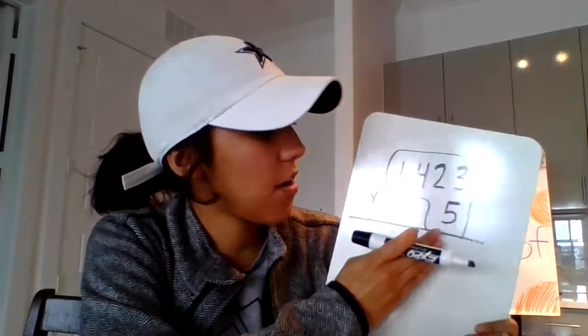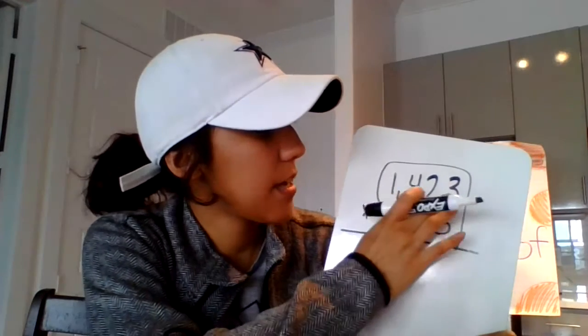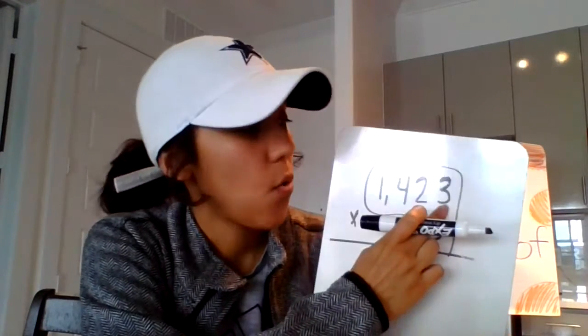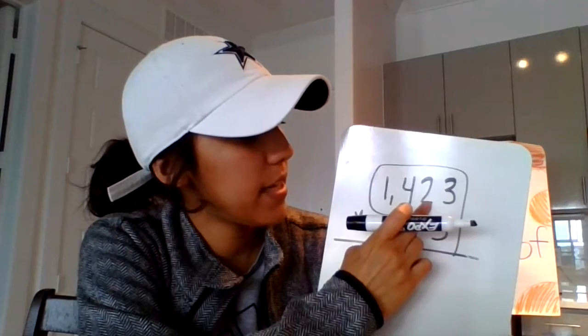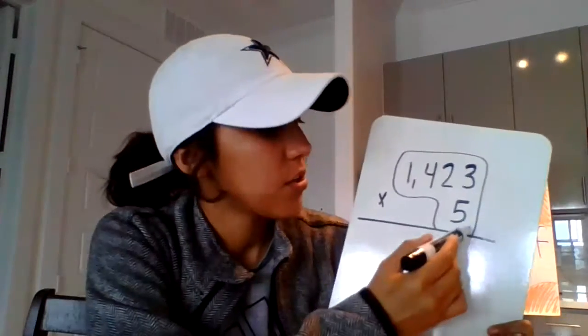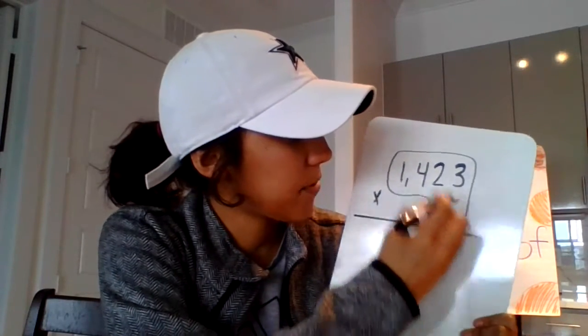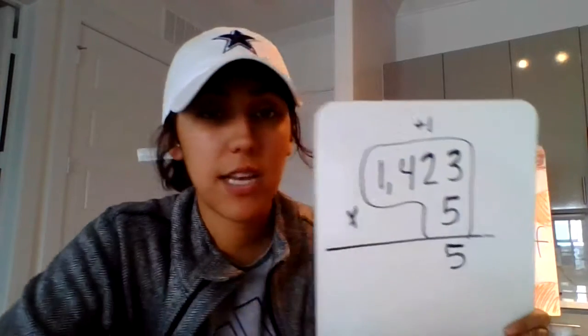And we're going to start off by multiplying 5 times, starting in the ones place, and then the tens place, hundreds place, and 1,000s place. So we're going to make our way over. So 5 times 3 equals 15. Drop the 5, carry the 1 onto the next place value.